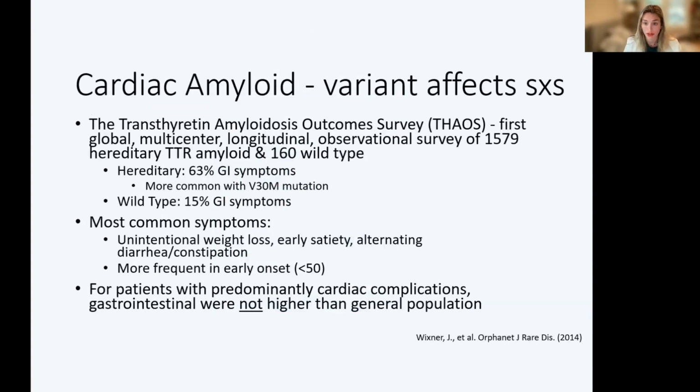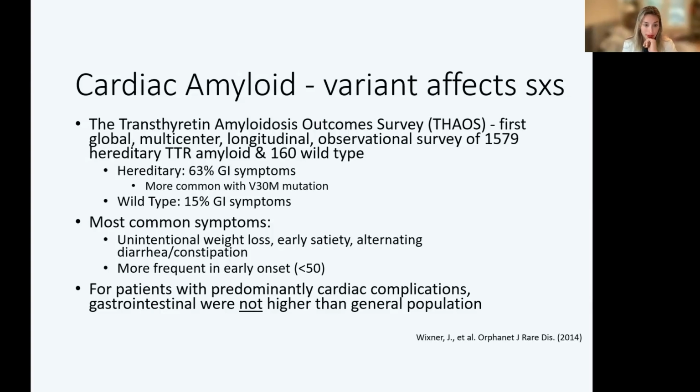For cardiac amyloid variants, the variant can actually affect the likelihood of having GI symptoms. The Transthyretin Amyloidosis Outcome Survey, which was the first global and multi-center longitudinal survey of over 1,500 hereditary TTR amyloid and 160 wild-type amyloid patients, found that the hereditary group was much more likely to have GI symptoms, 63%, and certain mutations such as the V30M had even more common rates of GI symptoms, whereas the wild type was much lower. Only 15% of patients had GI symptoms.